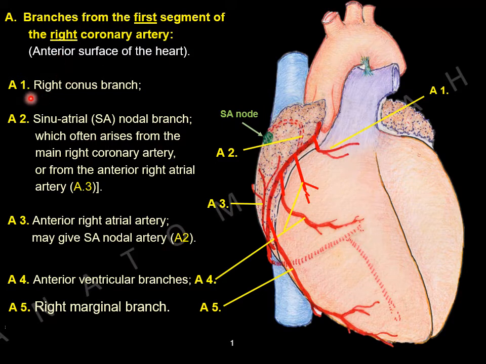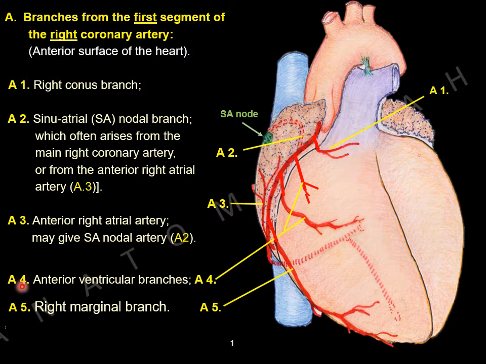Very first one is right conus branch. This is the one, right conus branch. The second is SA nodal branch. This is the SA nodal branch, which often arises from main right coronary artery or from the anterior right atrial artery. Third one is anterior right atrial artery. This is the one which may give SA nodal artery.